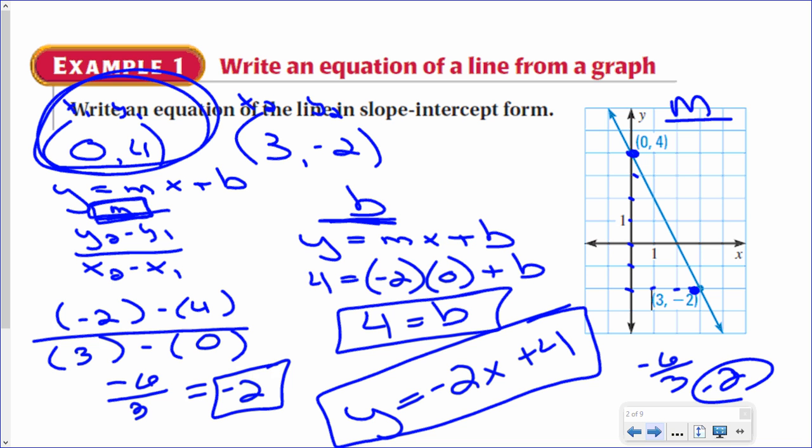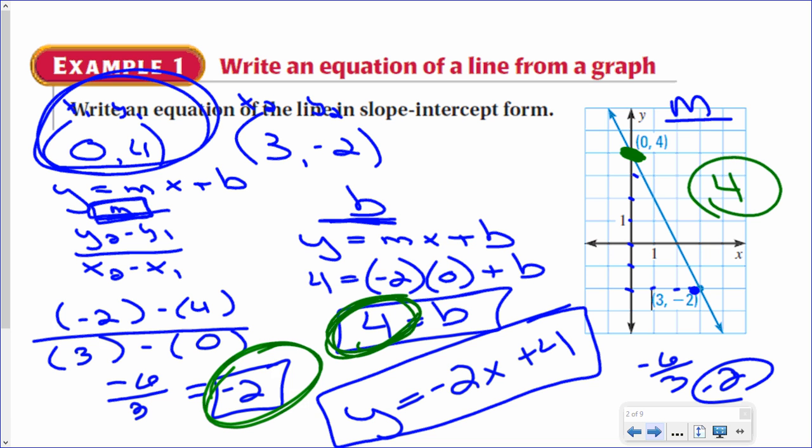And you'll notice that's the exact same thing that I got over here. Your b value is where it crosses the y-axis, which is right here at 4. So you notice I got that answer right here as well. So there is a faster way of doing it when you have a graph. It's just I have to teach you the hard way when you don't have a graph, making sure you know how to do both.